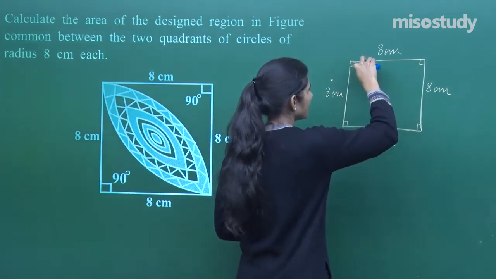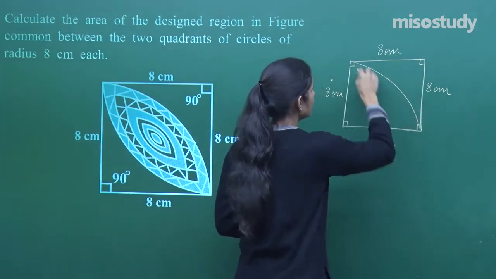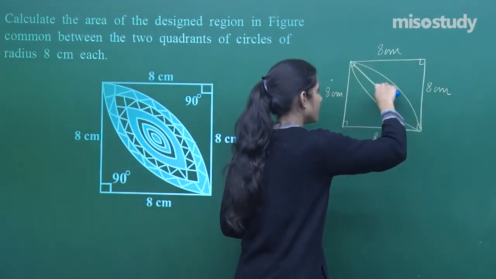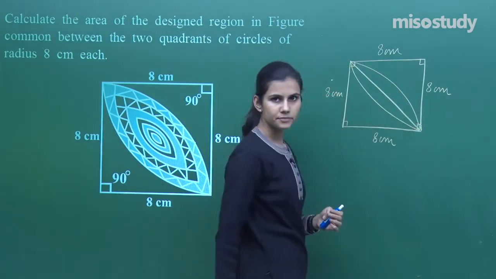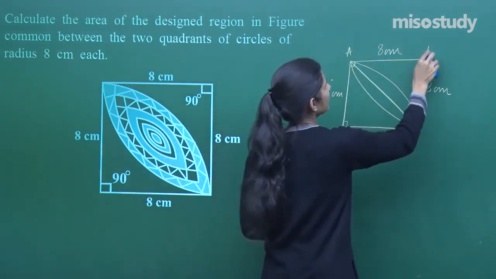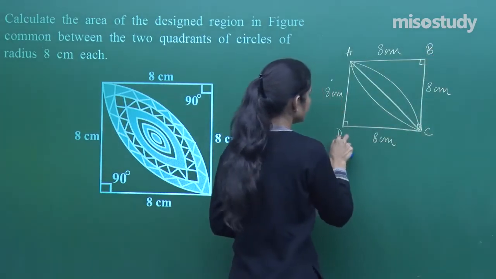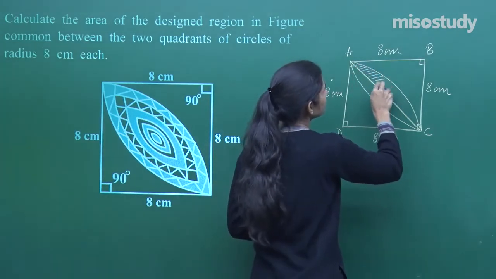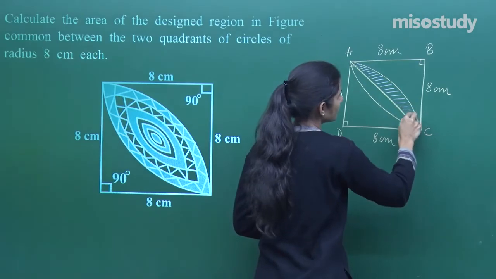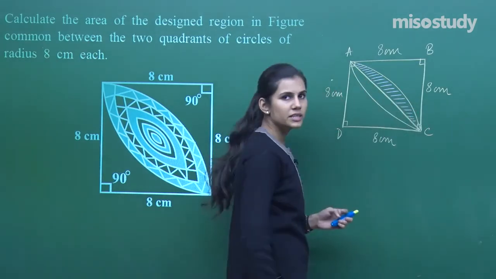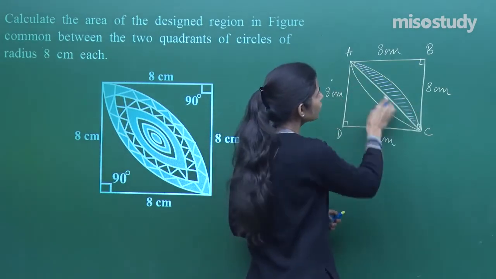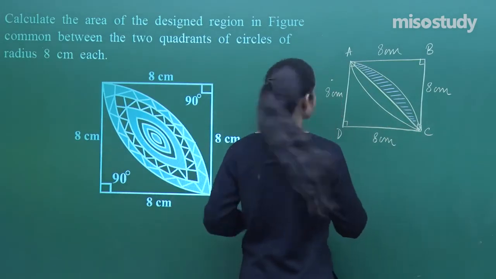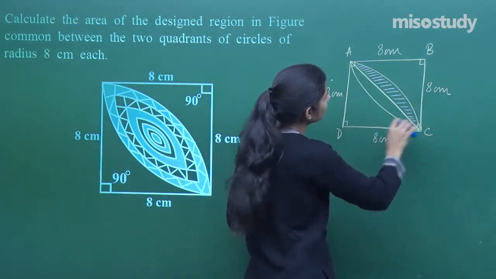Now I have something like this, then I have something like this, and there is a line that I would like to draw, right? This is say A, B, C, D. Mind it, whatever is the area of this part, exact same is the area of this other part. So if I find out the area of this part and double it up, I get the area of my designed part, right? How will I find the area of this part?